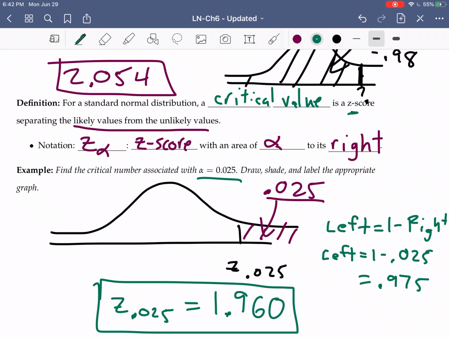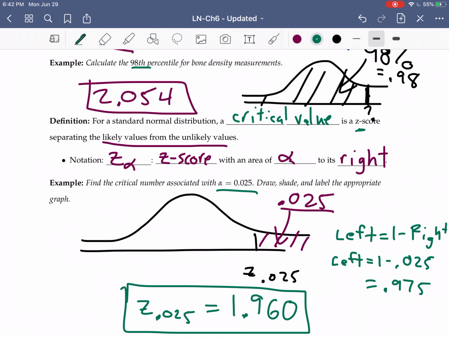All right, in the next video, we're going to continue talking about normal distributions, but we are going to look at normal distributions when the mean is not 0 and standard deviation is not 1. We will jump straight into an example where we do that.